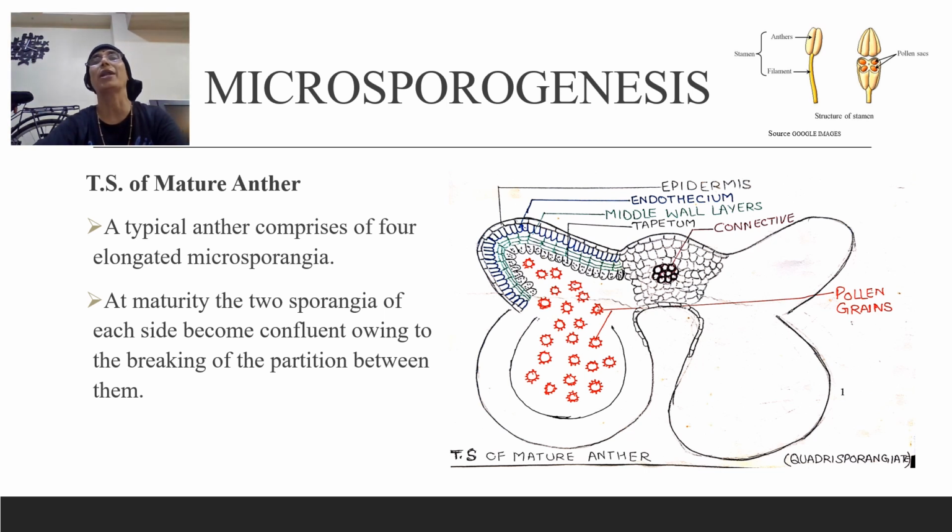What are the wall layers here in a mature anther? You can see the fully formed pollen grains with exine and intine, and you can see the different wall layers. What are these? Epidermis, endothecium, middle wall layers, tapetum, the nutritive layer, and here is the connective. It is this very connective by virtue of which the anther lobes are attached to the filament.